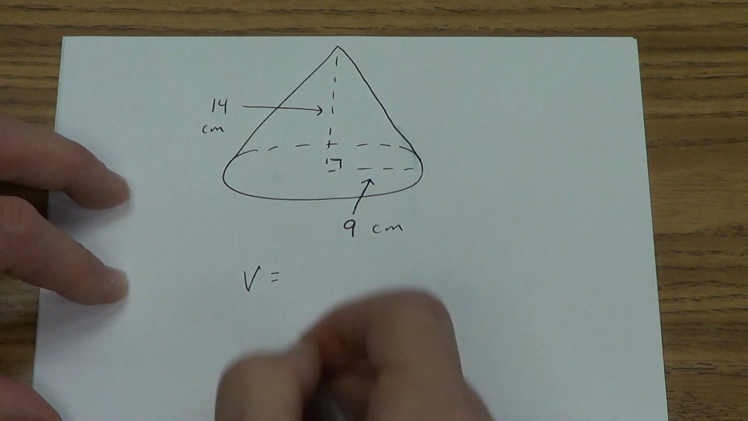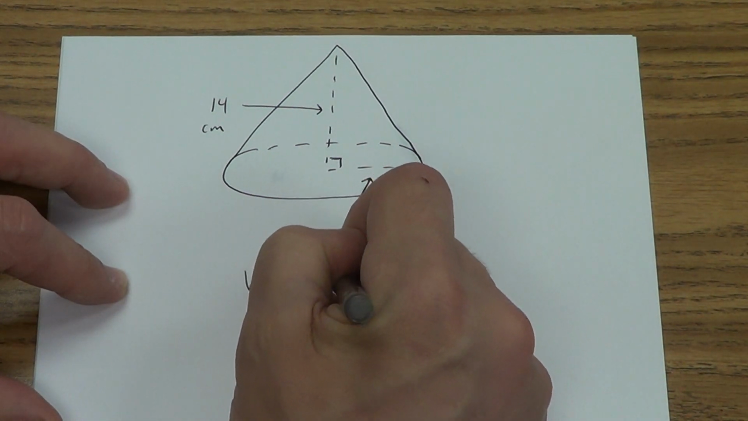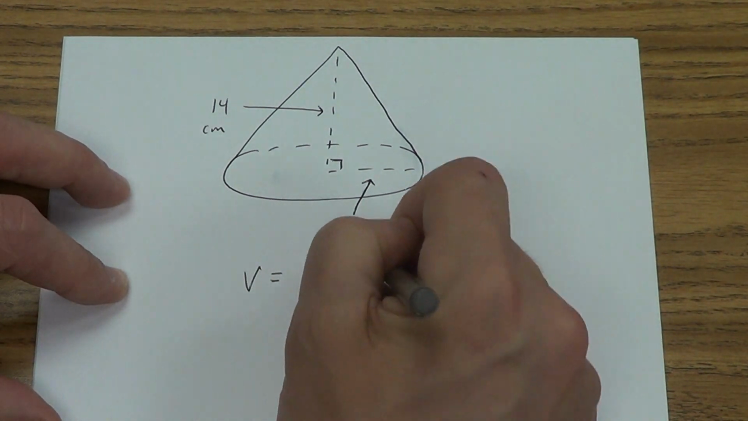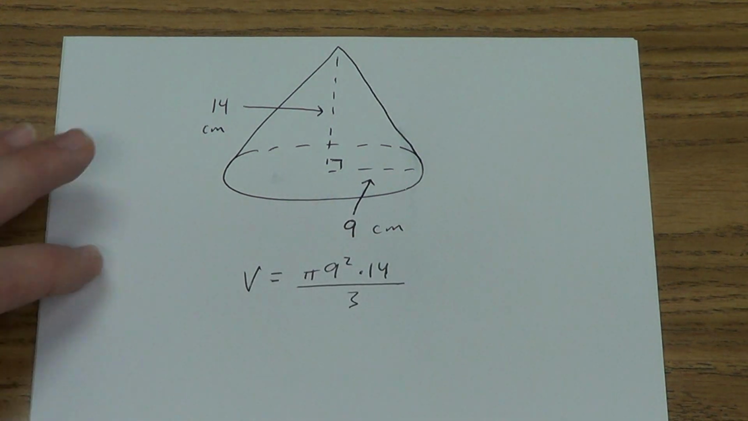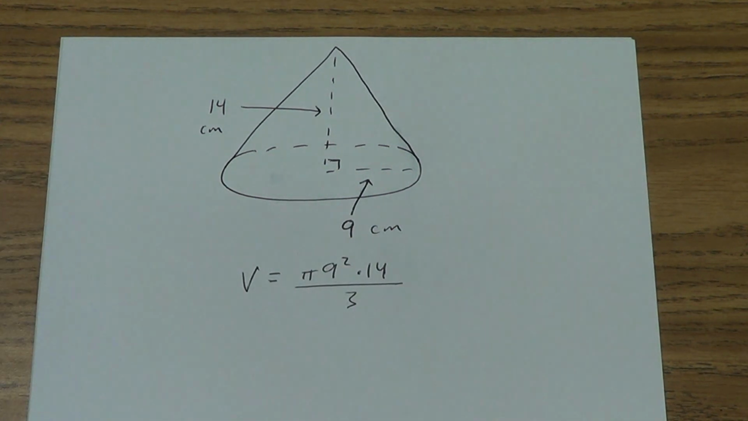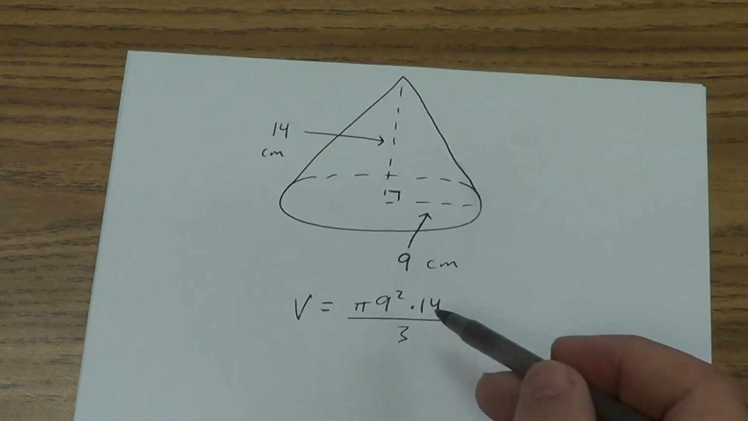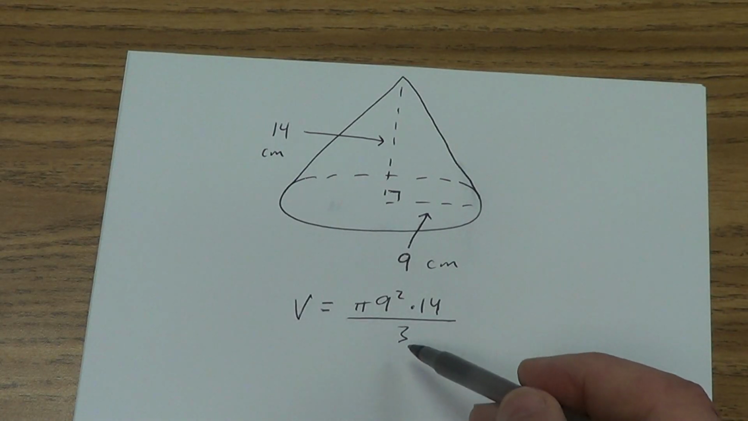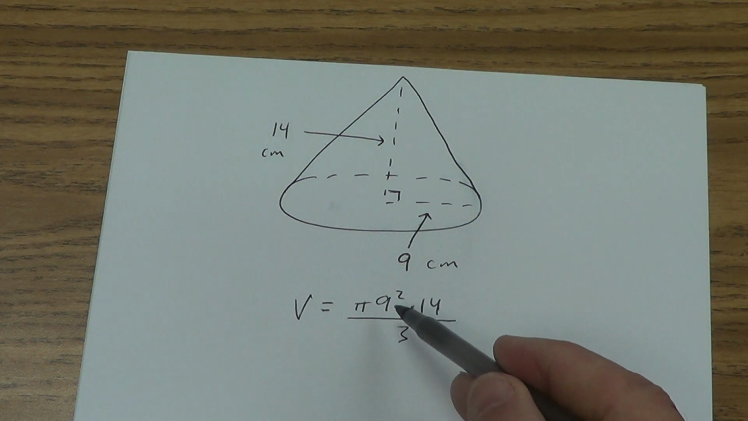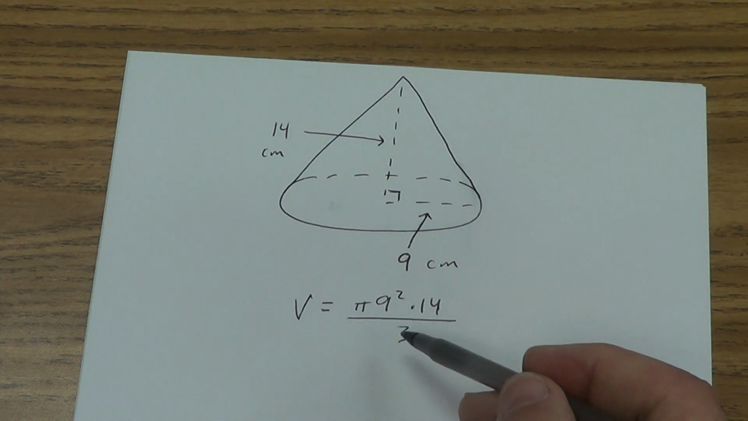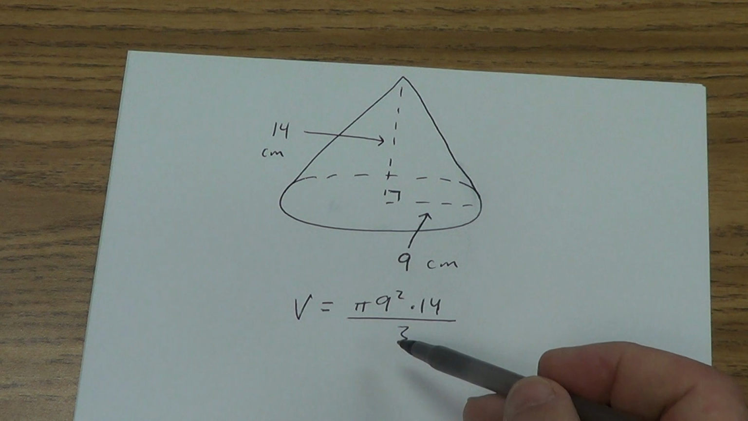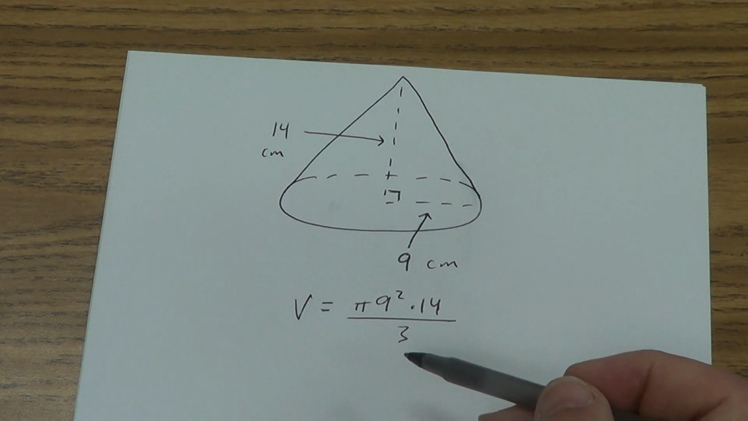Volume equals capital B, so pi r squared, pi 9 squared, times my height, which is 14, all over 3. Now, I mentioned the last one where you could reduce the 12 and the 3 first if you wanted to. You can't reduce the 9 and the 3. You would have to square the 9 first, and then you could reduce the 81 and the 3 if you wanted to. Okay, remember, order of operations, parentheses, we don't have any.